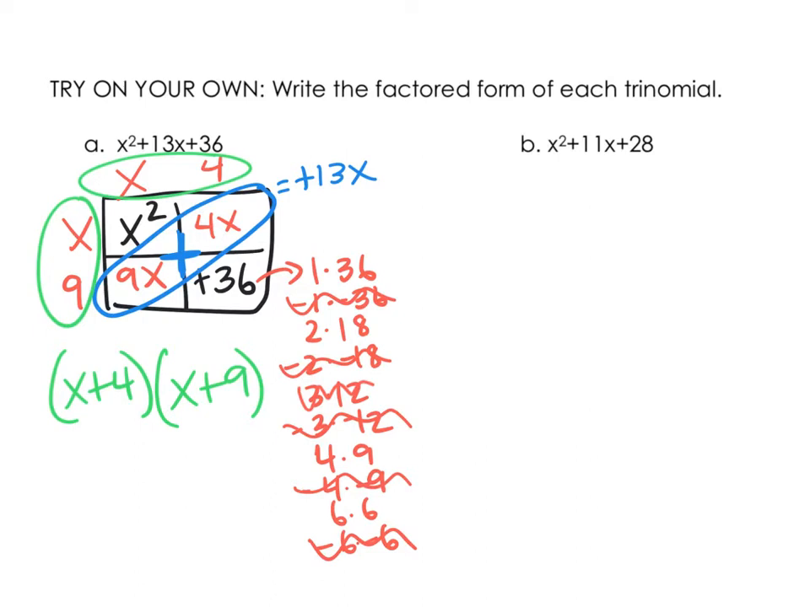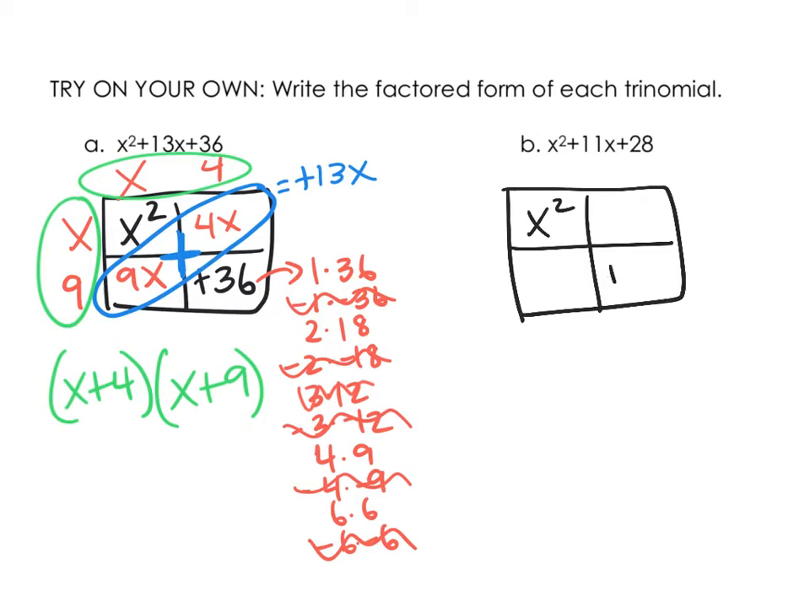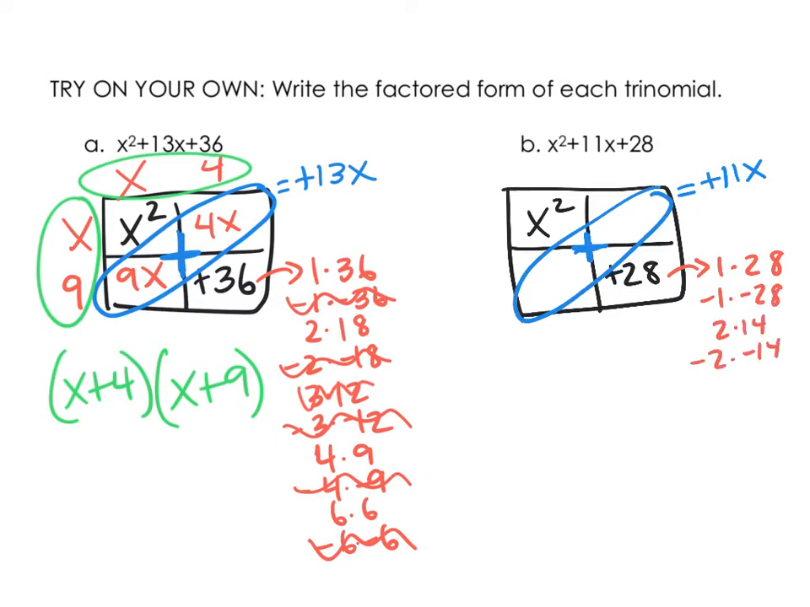Alrighty, let's look at the next example. We have to make our box, and we want to get an x squared, a positive 28, and we want our diagonals to add to be a positive 11x. So let's figure out what's going to multiply to be 28. So we could have 1 times 28, negative 1 times negative 28, 2 times 14, negative 2 times negative 14, 4 times 7, or negative 4 times a negative 7.